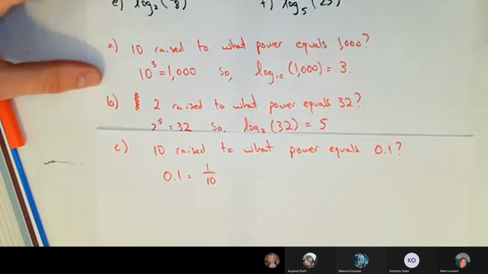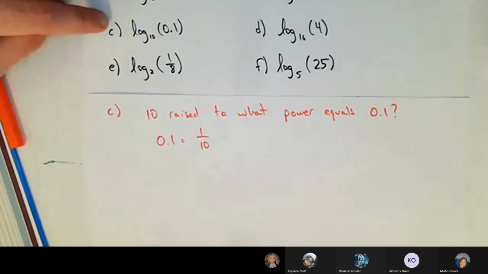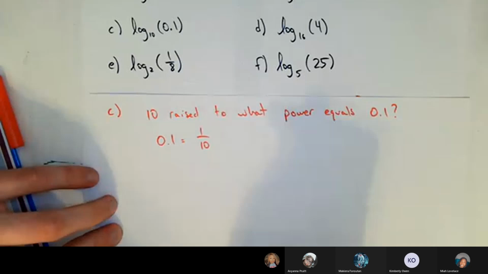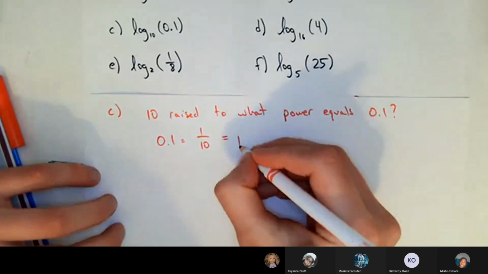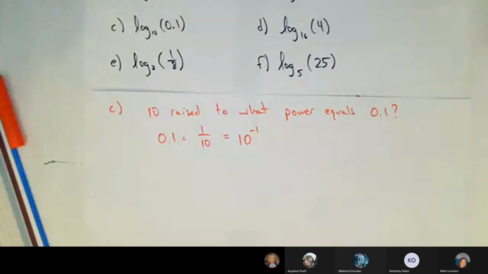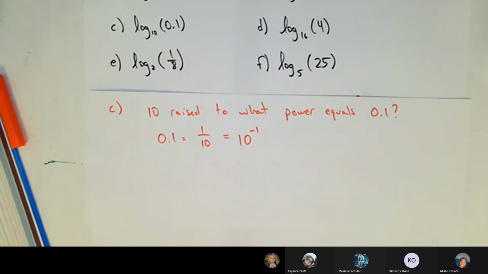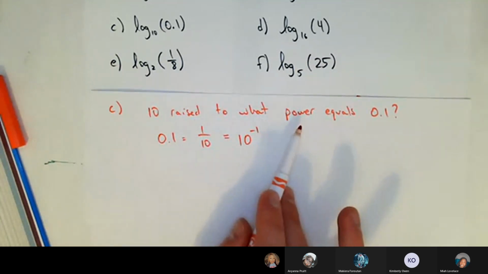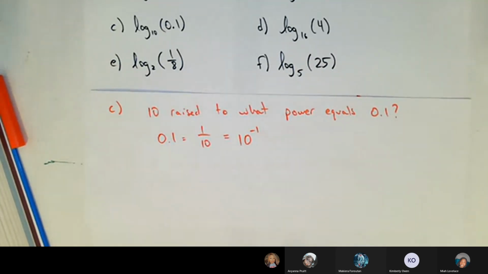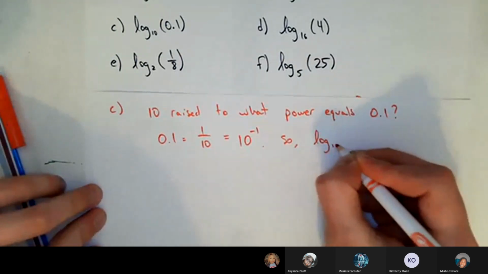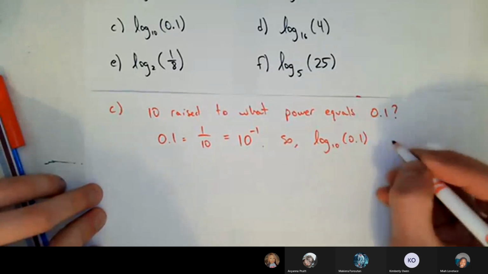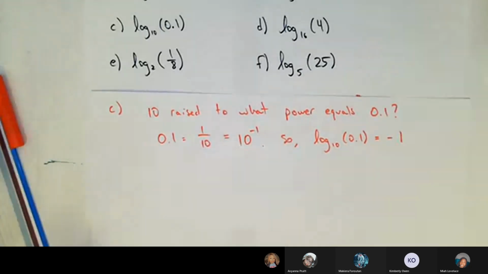Okay, so I'm going to go ahead and scoot this down. This is the one I'm solving here. 0.1 is equal to 1/10, but that is equal to, if I recall my exponent rules, 10 raised to the negative 1 power. And that exactly answers this question. 10 raised to what power equals 0.1? Well, I just answered it, right? It's negative 1. So log base 10 of 0.1, or 1/10, is equal to negative 1.